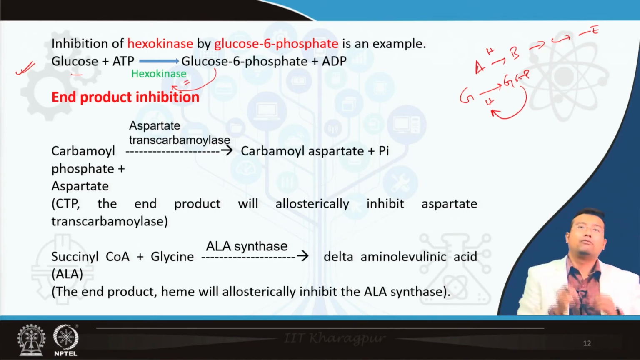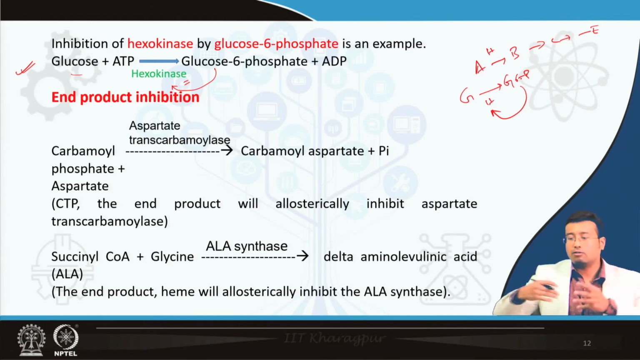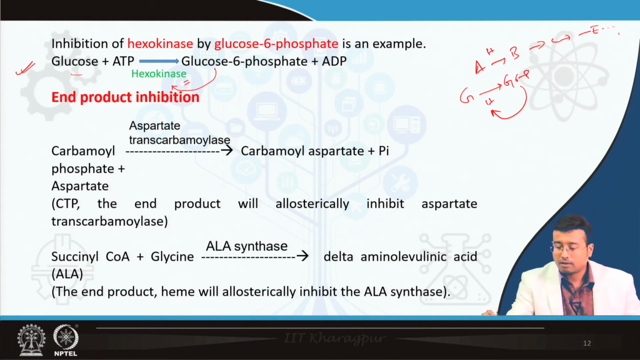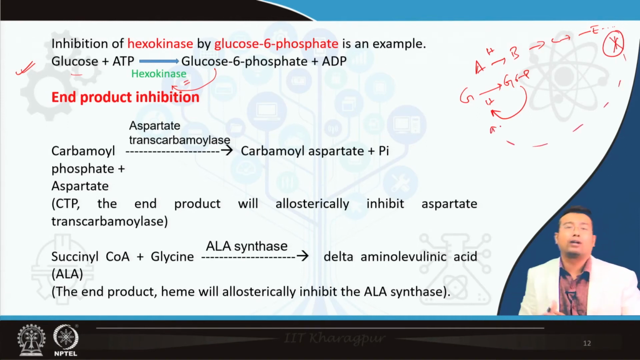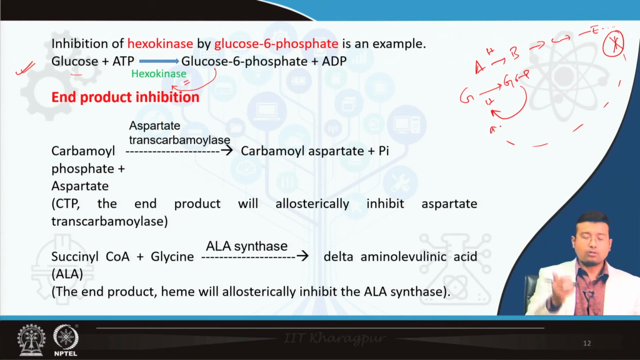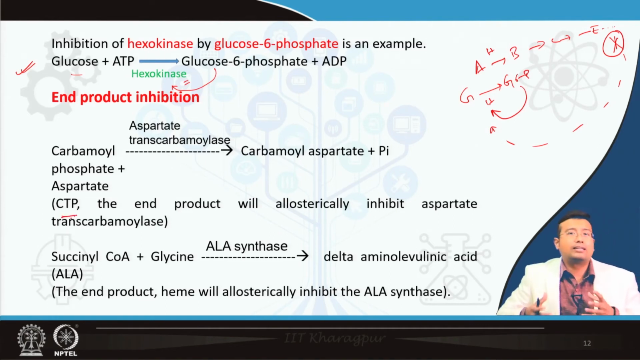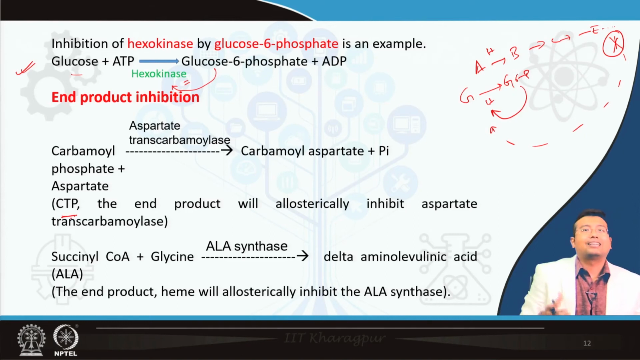This is an example of feedback control. And as I told you, end product inhibition, where ultimately, suppose this leads to production of say compound X. So X is inhibiting hexokinase. So if X is inhibiting hexokinase, it is an example of end product inhibition. Okay.